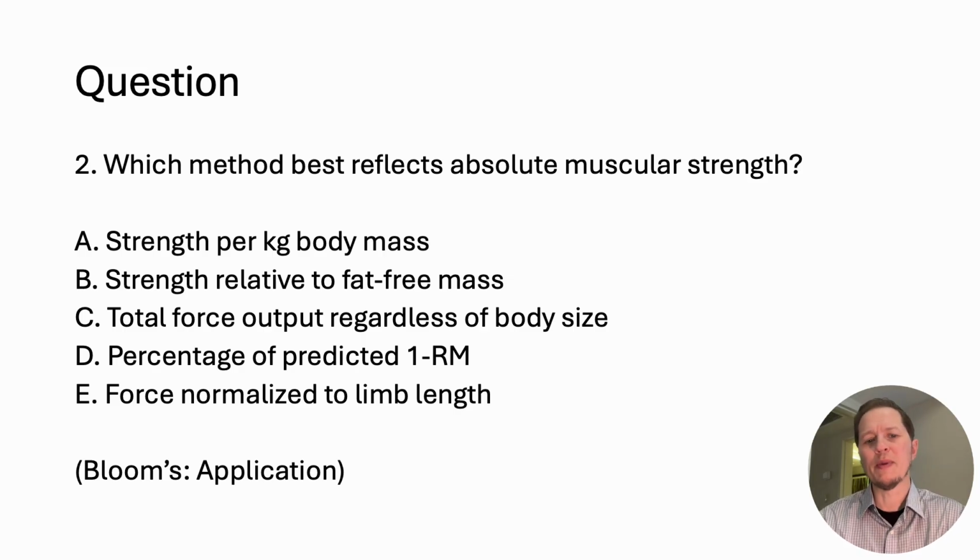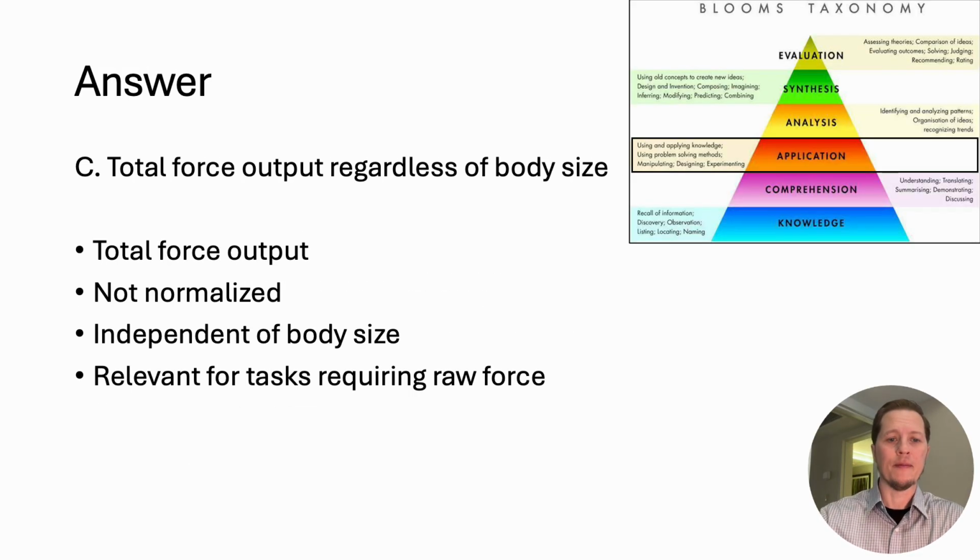Question 2, which method best reflects absolute muscle strength? Is it strength per kilogram body mass, strength relative to fat-free mass, total force output regardless of body size, percentage of predicted 1 rep max, or force normalized to limb length? And this one is just your absolute strength. It refers to how much force you can produce, period. This matters in activities like powerlifting or manual labor, for example, where body mass normalization is not relevant.